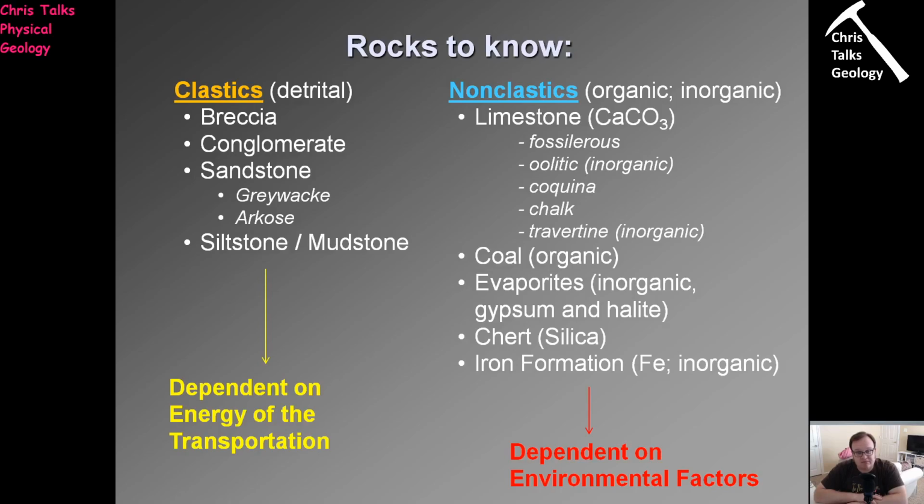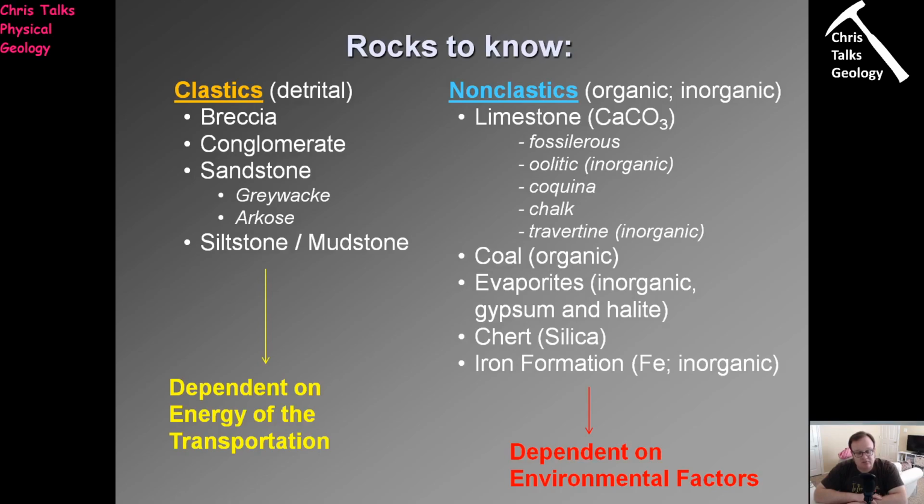So a clast is a piece of rock or mineral which is produced by the weathering of a pre-existing rock. Now these clasts range in size. They can go from very, very small sizes like clays and silts all the way up to very, very large sizes like cobbles and boulders.